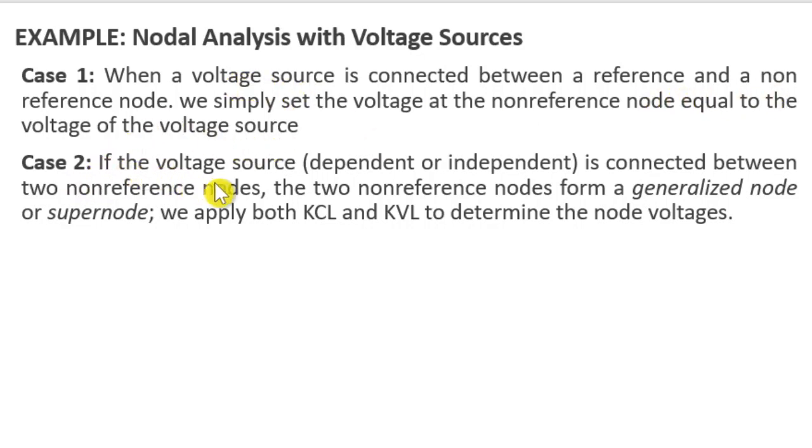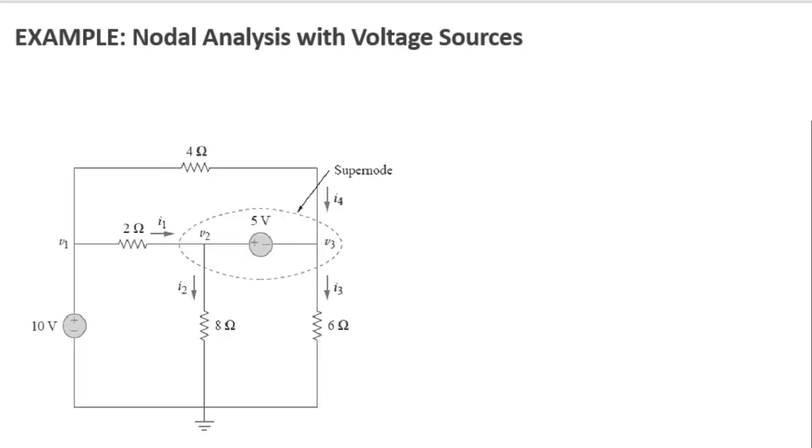Case 2, if the voltage source, whether it's a dependent or independent voltage source, is connected between two non-reference nodes. So this is a bit difficult, and those two non-reference nodes will form a generalized node. We call that a supernode. If we have a super mesh, we also have a supernode. And we apply both KCL and KVL to determine those node voltages. So we will show you the meaning of these statements with our next example. So we have this example.